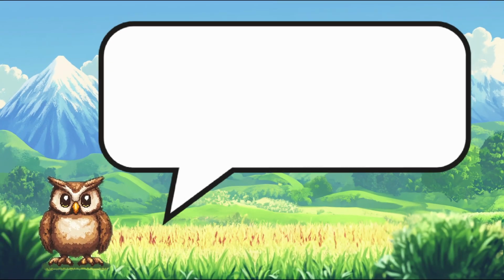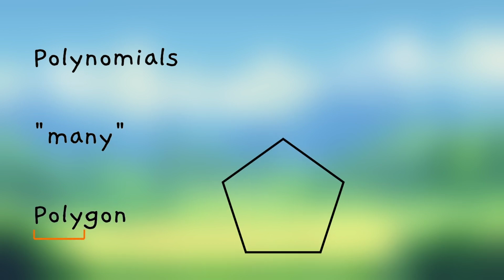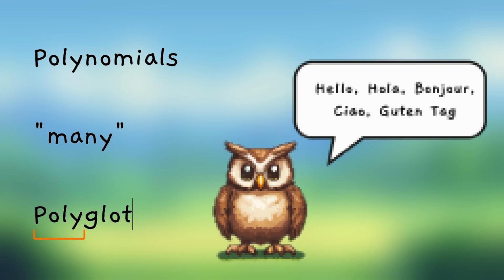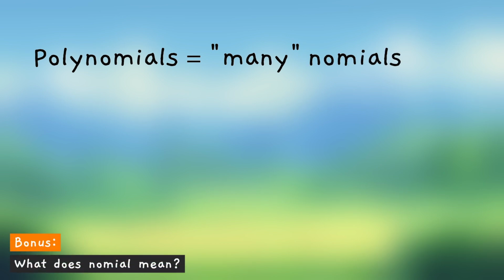Today we're going to talk about polynomials, and we're going to begin by looking at the word polynomials. The prefix poly means many, just like a polygon is a shape with many sides, and a polyglot is someone who speaks many languages. So the word polynomials means many nomials. If a polynomial is many nomials, we need to begin by understanding what we mean by a nomial.